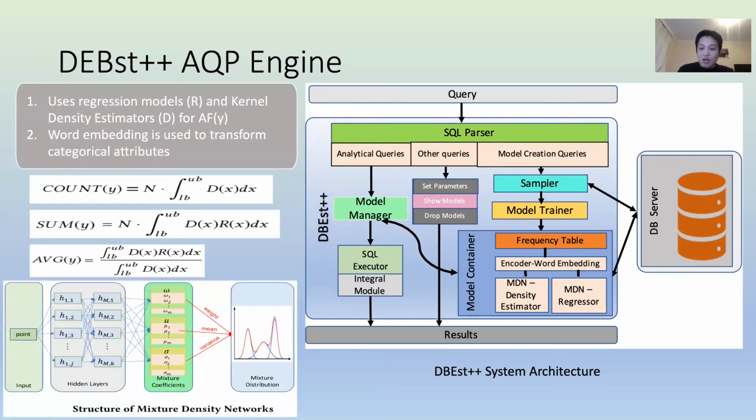This is the structure of the mixture density network. The output of MDNs is a mixture of Gaussians. We use MDNs for both density estimation and regression tasks.